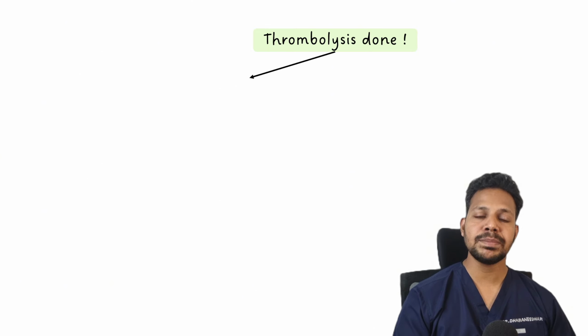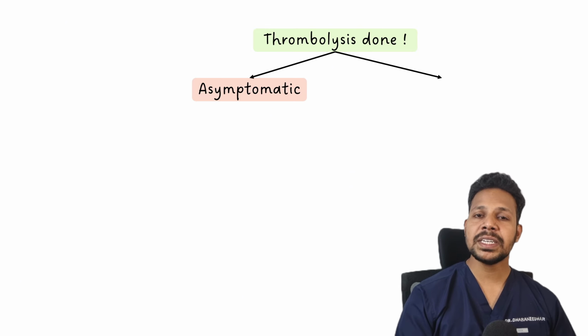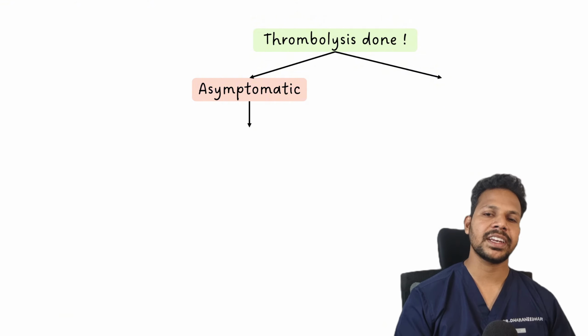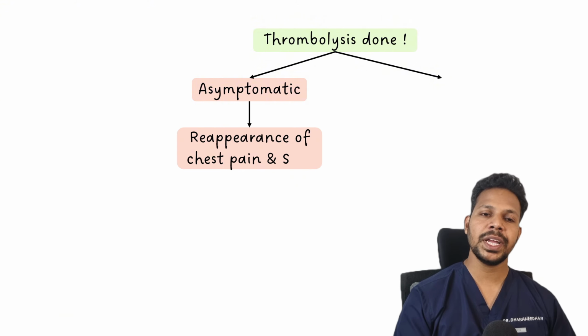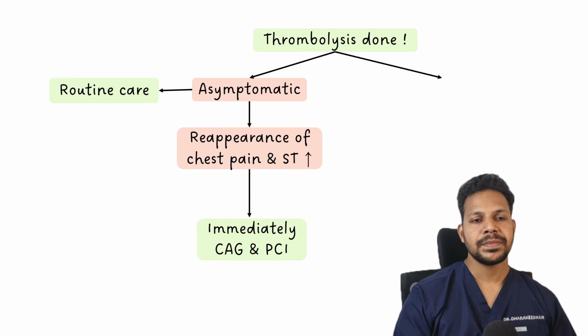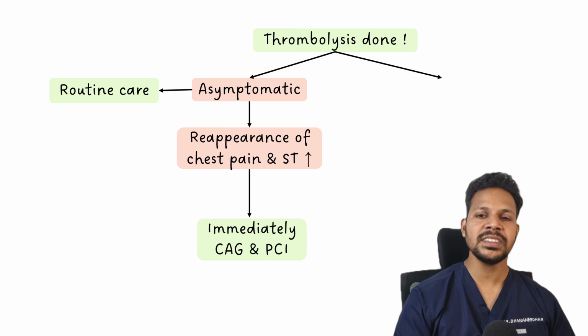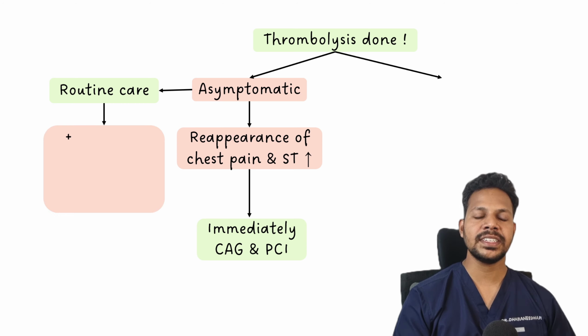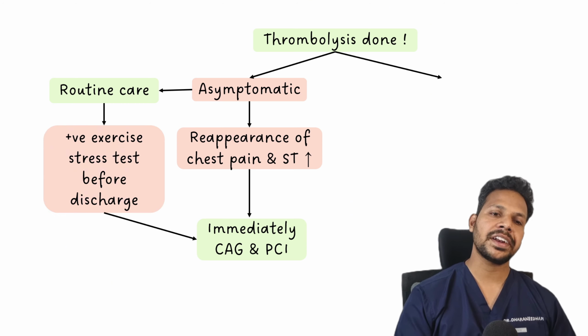So if the patient has reached a non-PCI capable center and it was not possible to shift the patient within 30 minutes, or if the first medical contact to device time cannot be maintained less than 120 minutes, then you should go for thrombolysis. So you have done the thrombolysis in your hospital. Then what? If the patient has become asymptomatic, then give him the routine care. But if there is any reappearance of chest pain or ST elevation, then immediately send the patient for coronary angiography and percutaneous coronary intervention. But if the patient is asymptomatic without any reappearance, then before discharge, do an exercise stress test in order to reassess the risk of coronary artery event.